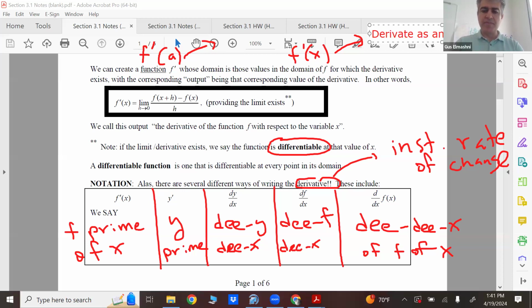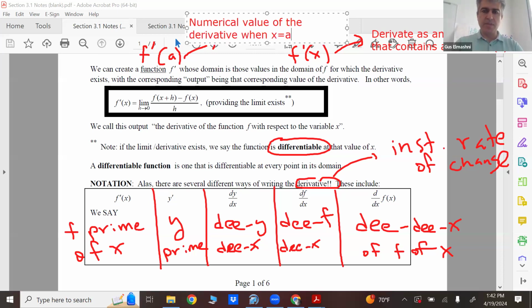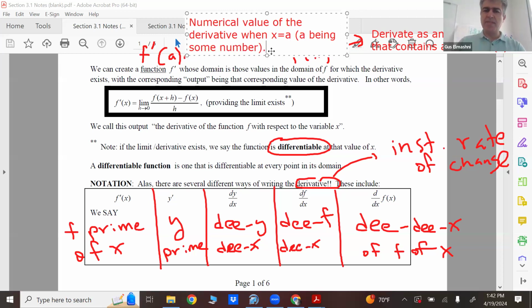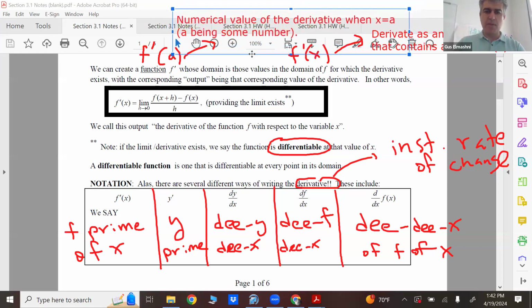So this is going to be the derivative as an equation that contains a variable x, right? Whereas this here will be the numerical value of the derivative when x equals a, being some number. Hope that makes some sense. When I use these letters, that can be a little confusing sometimes, so I want to make sure we have clarity on that.